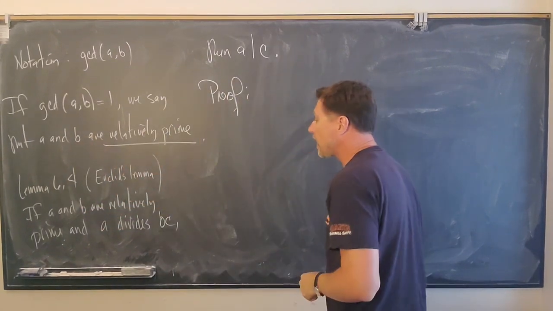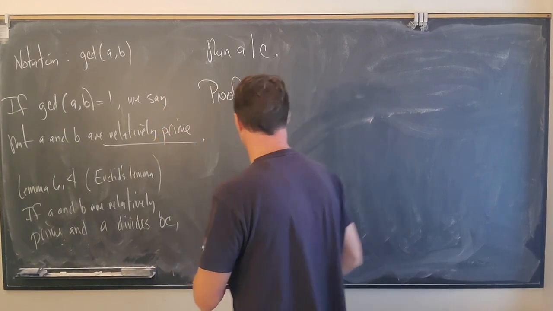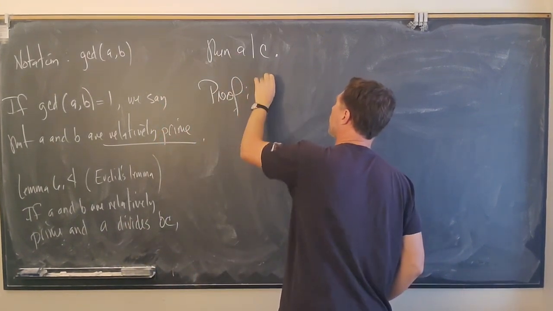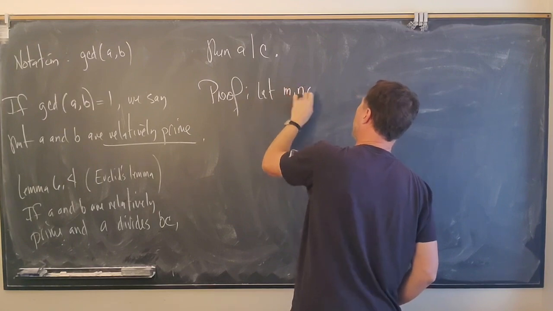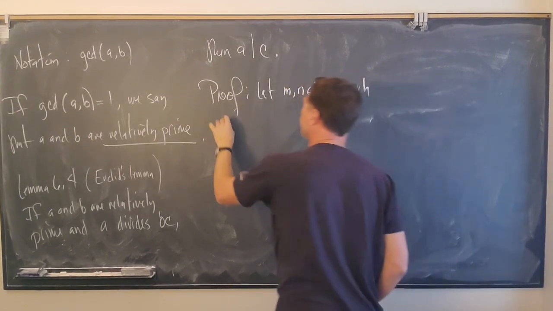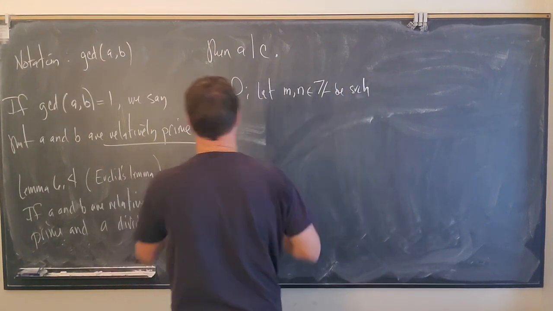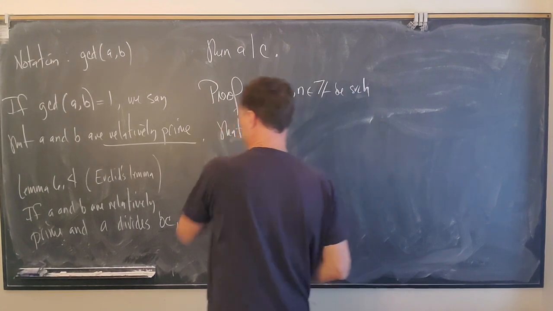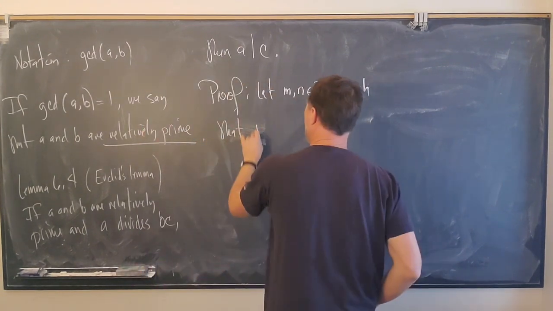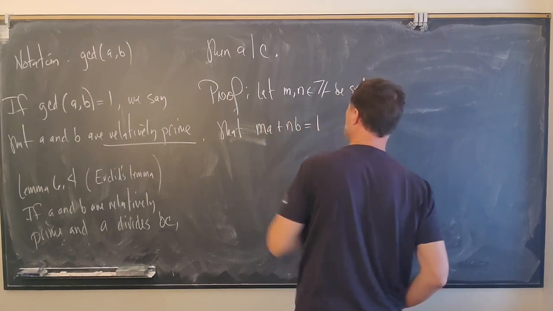Now, we've said that A and B are relatively prime, which means this. So let M and N in Z be such that MA plus NB is equal to 1.